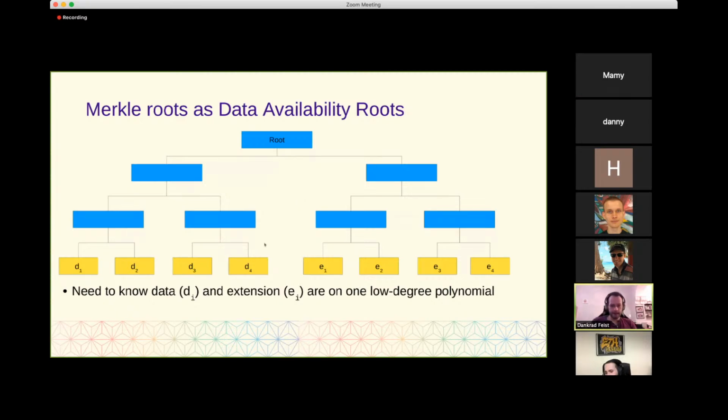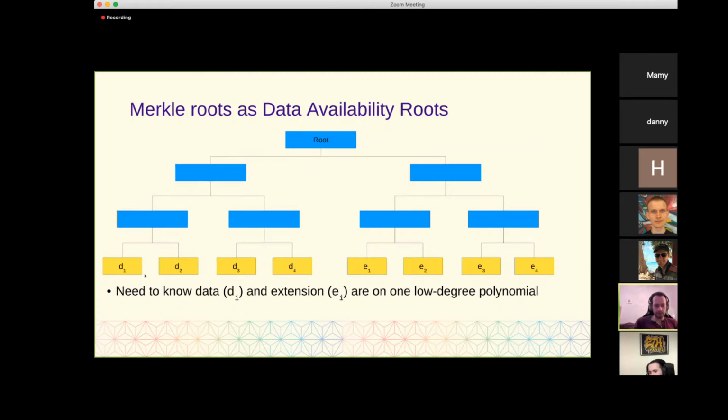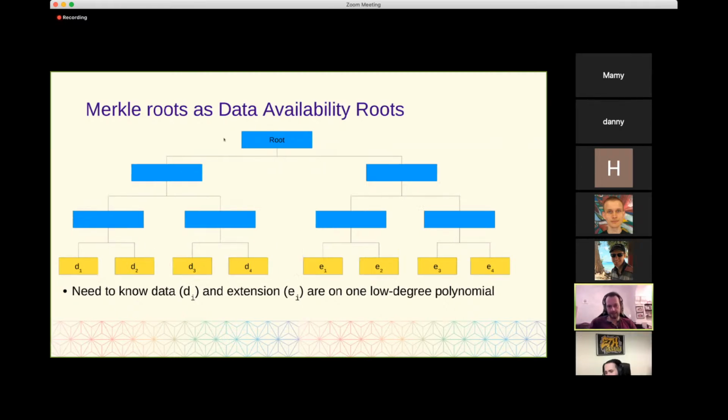Okay, so let's now think about if we just committed to the Merkle root of this data and extension. That would be the natural thing to do, right? That's how we usually commit to large amounts of data. We commit to the Merkle root. But the problem is, how do we know that the data and the extension are on the same polynomial of degree 3 in this case?